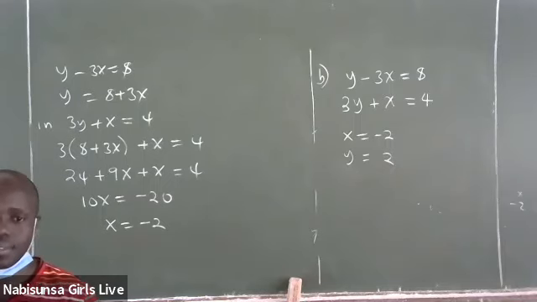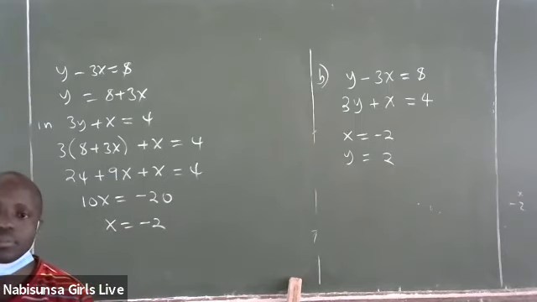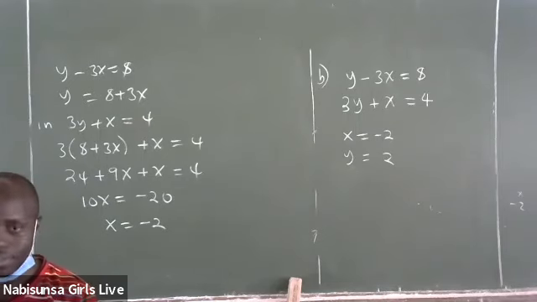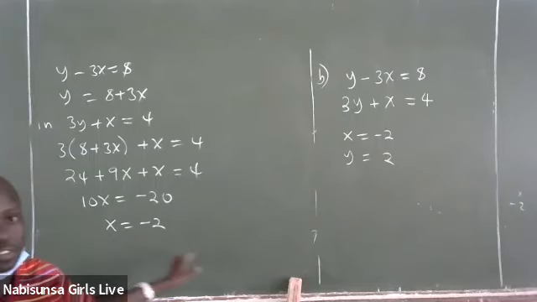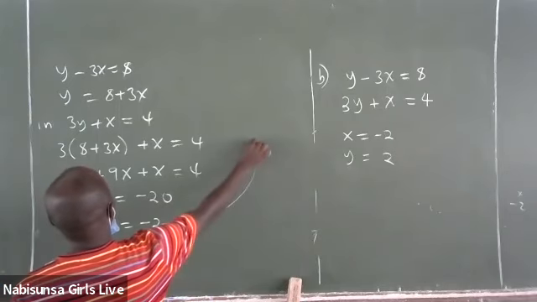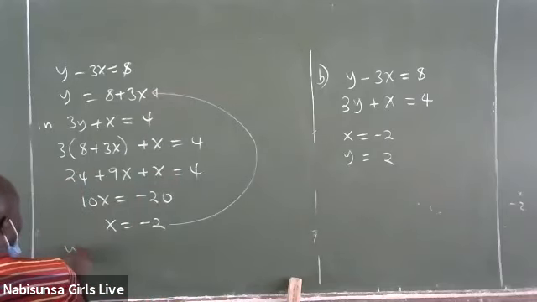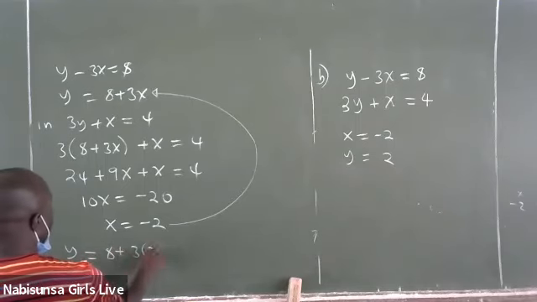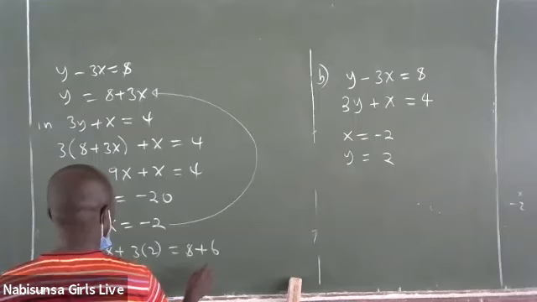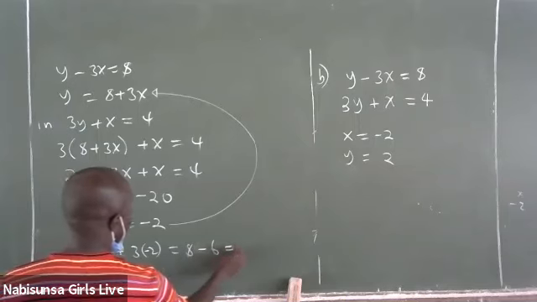Really? Yes, you divide by 10 on both sides and see. Oh, I see my problem. Thank you. So when we get x as minus 2, you substitute it anyway. I think, Elaine, you can just substitute it back here. Okay. Y is 8 plus 3 times 2, which is 8 plus 6. Sorry, minus 2. So minus 6, which is 2.